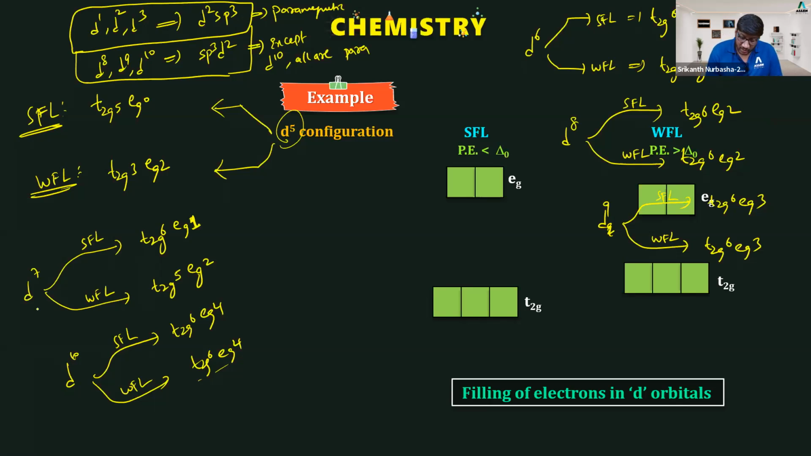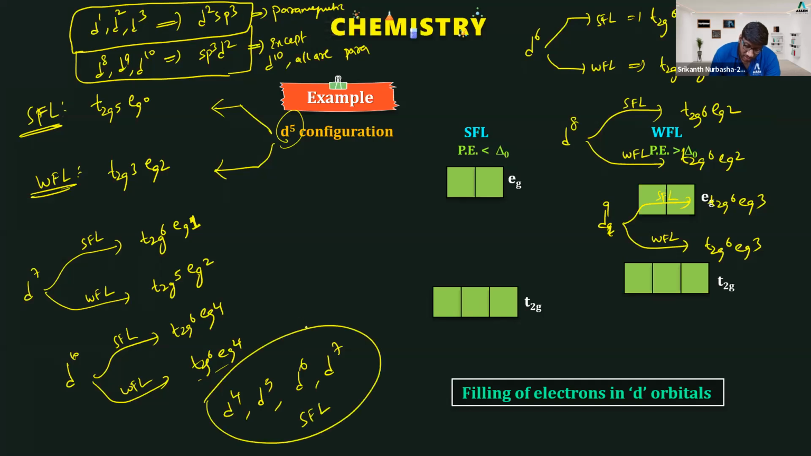Now the question stands for D4, D5, D6, and D7. Which is going to happen in the presence of strong field ligand? What is the scenario? D4, D5, D6, D7, strong field ligand. What will happen now, students? What is the hybridization? Geometry is octahedral because all these are octahedral complexes. D4, D5, D6, D7 configurations I am taking.